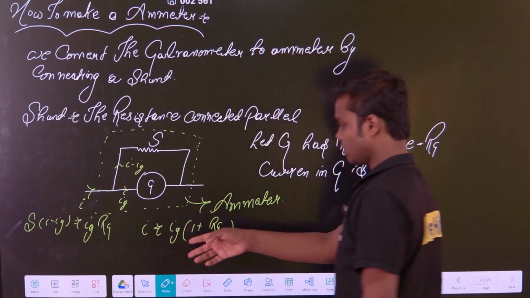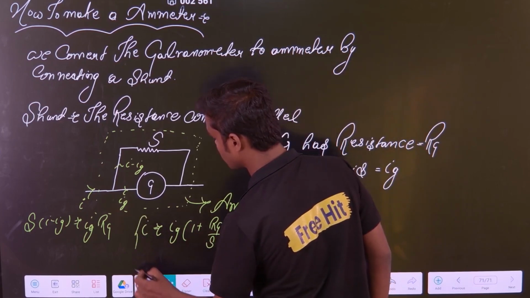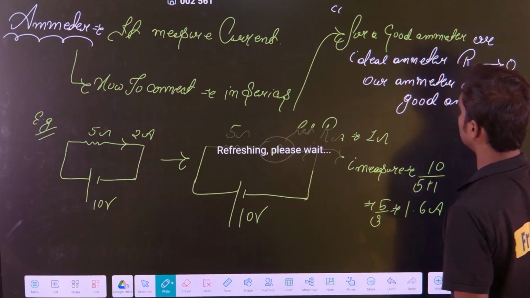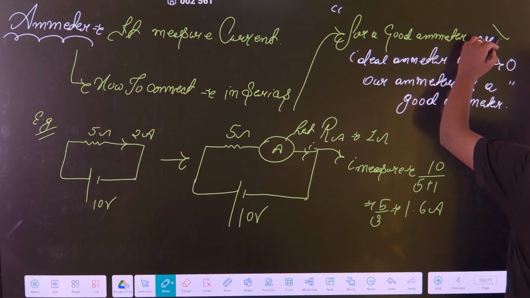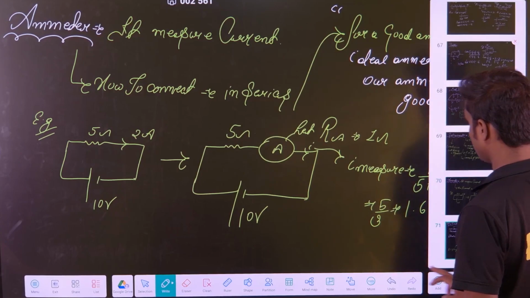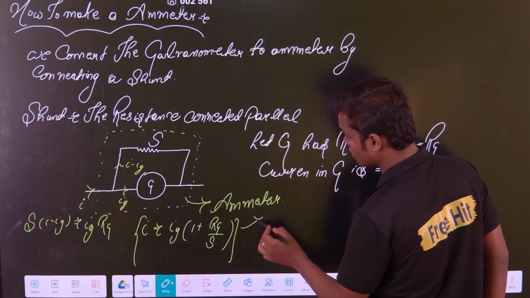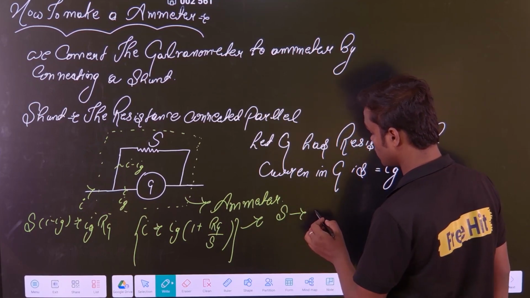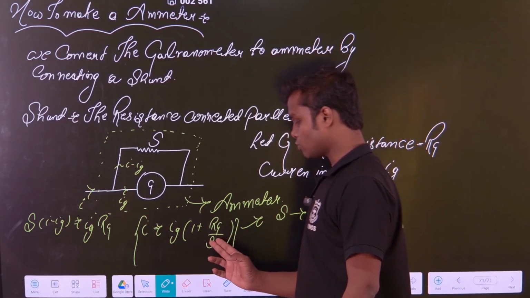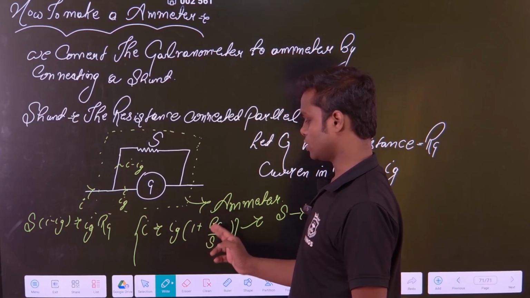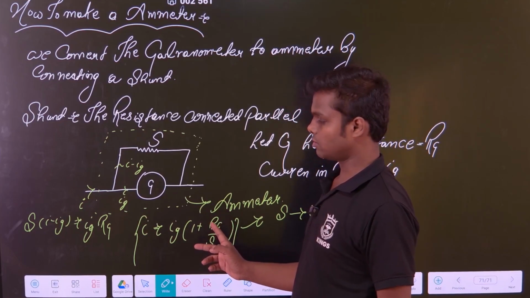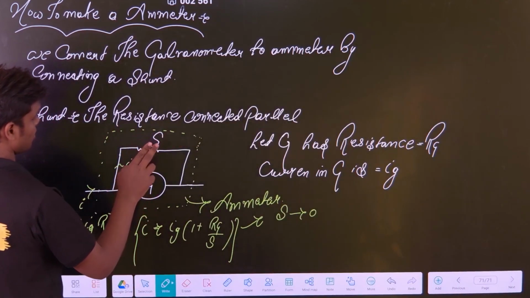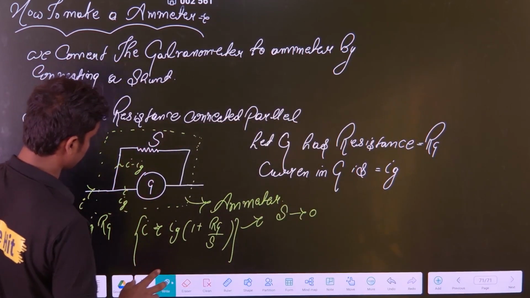So in this equation, apply the condition. If S tends to 0, that is, S approaches 0, this value Rg by S will become how much? Infinity, correct or not? Because I am making S as small as possible, if it becomes smaller and smaller, what is going to happen?